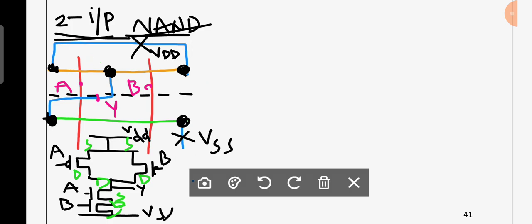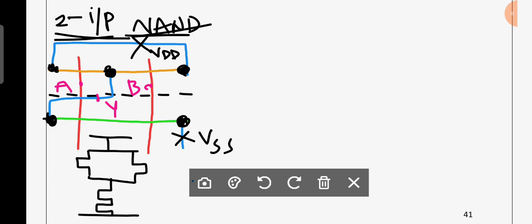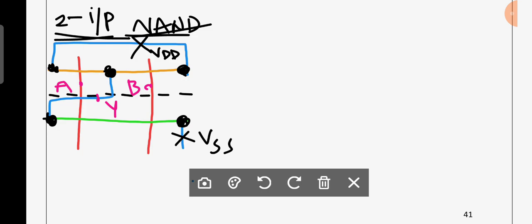Okay, while converting the stick diagram into layout, there is a very important point you have to remember. What is that important point? Anybody? Yeah, absolutely. Wherever there is a P diffusion, the P diffusion should be covered with what? P mask. And the second important point is when you are giving VDD, you have to take N diffusion. When you are giving VSS, you have to take P diffusion. Okay, is it clear?